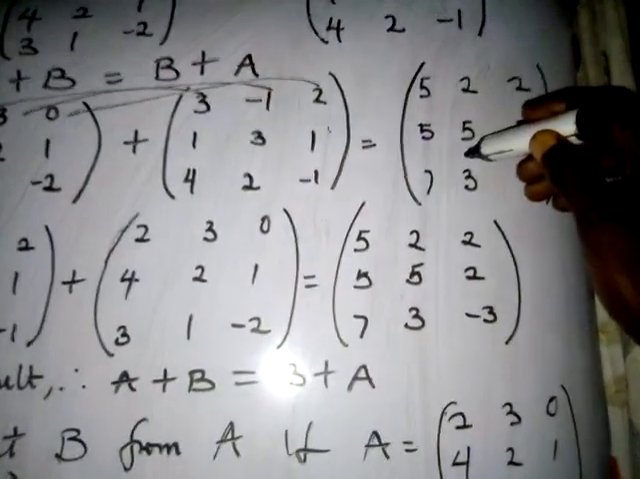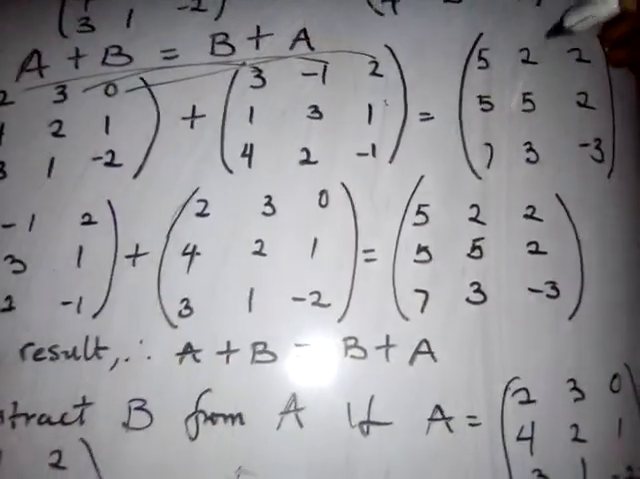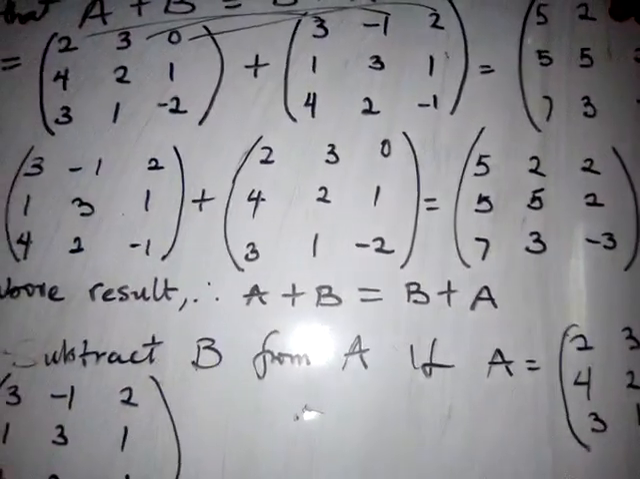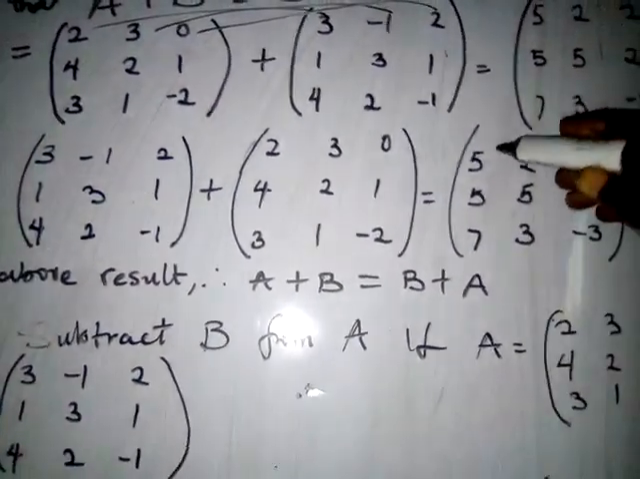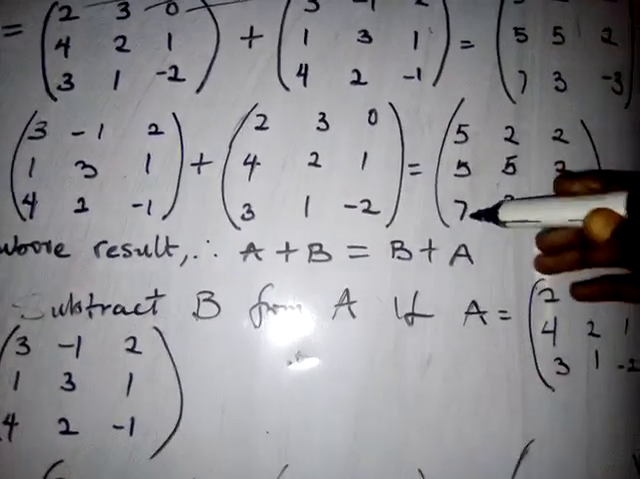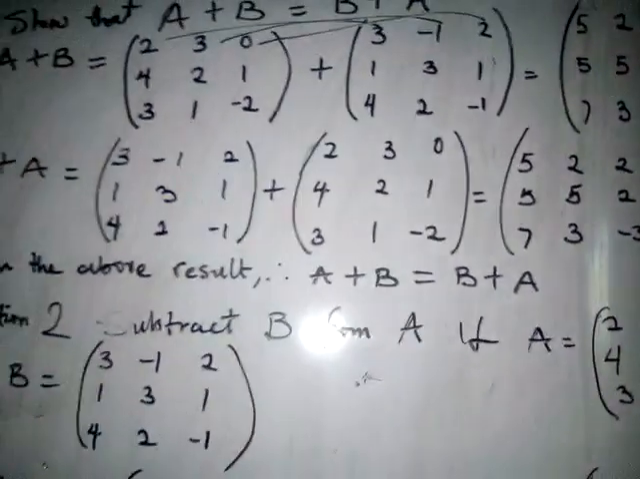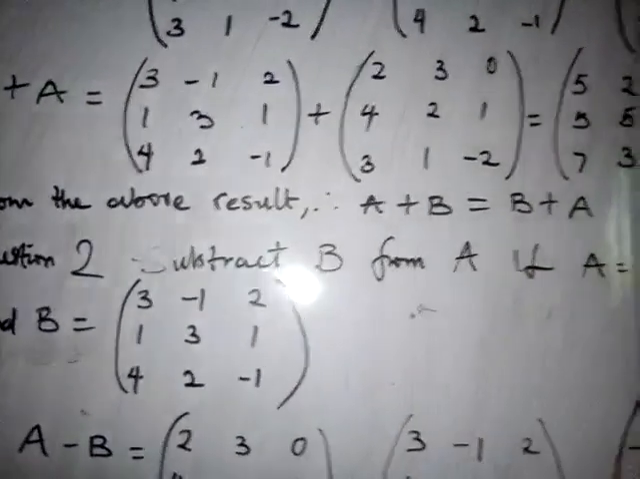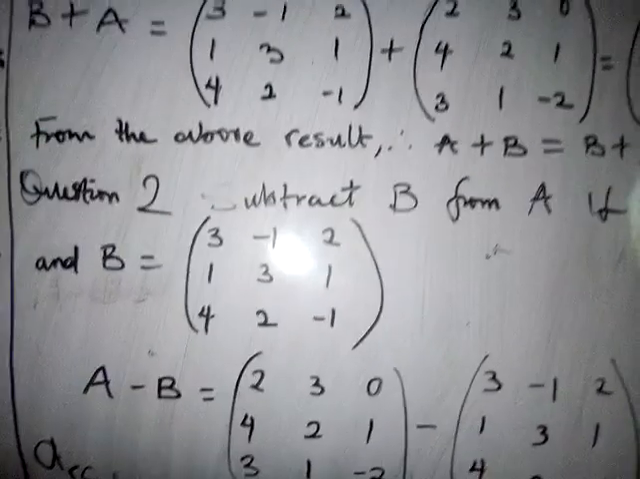Therefore, we see the result here. The result for A plus B is the same as the result for B plus A, because at A11 we have the same value, here we have the same value, and here we have the same value. So that is how you get to know they are the same. So from the above result, A plus B is equal to B plus A.